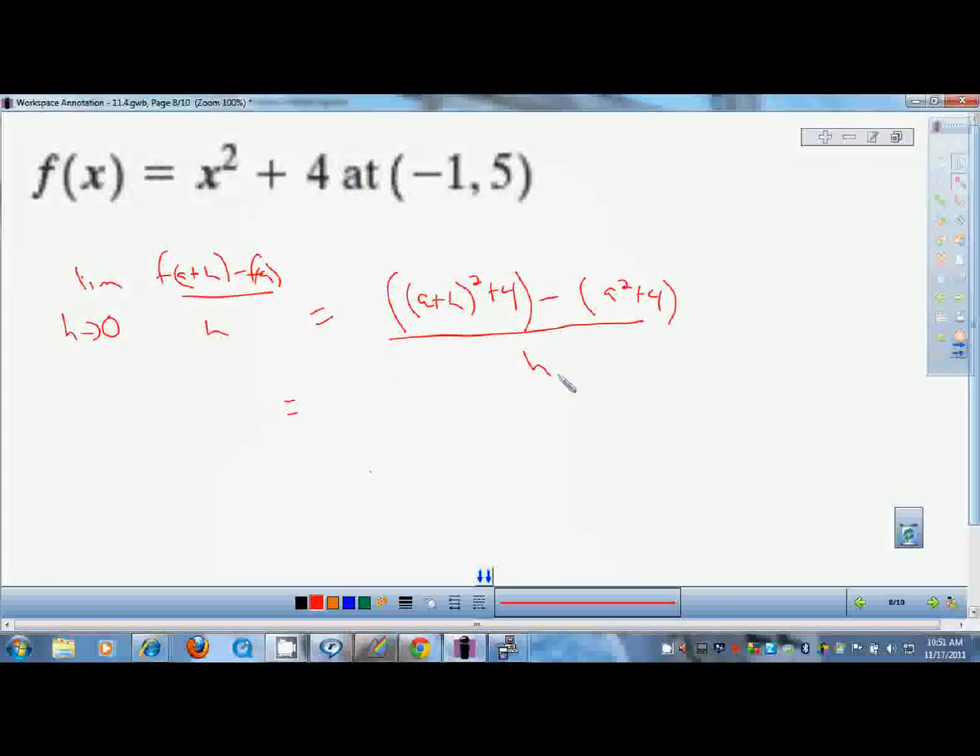So, if you just do all this, you get a squared plus 2ah plus h squared plus 4 minus a squared minus 4 over h. That's all I did was FOIL this and then rewrite everything, and distribute my minus sign. When you FOIL this, remember it's not just a squared plus h squared, you have to FOIL a plus h times a plus h.